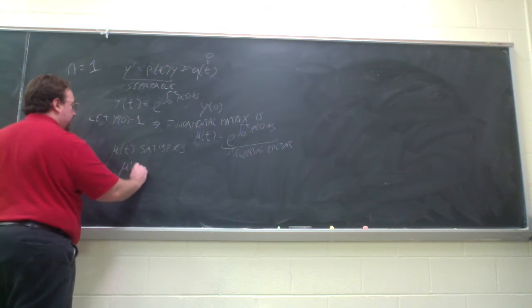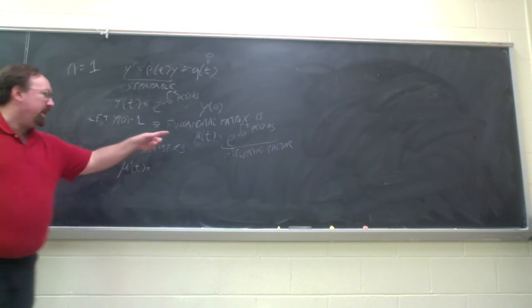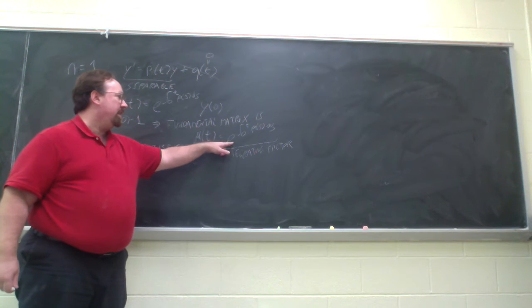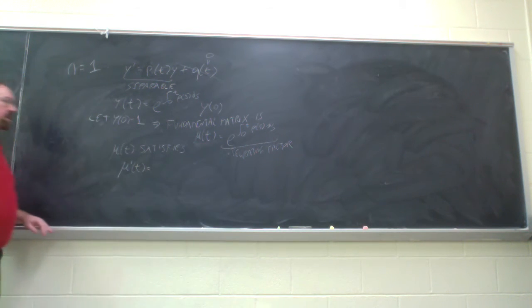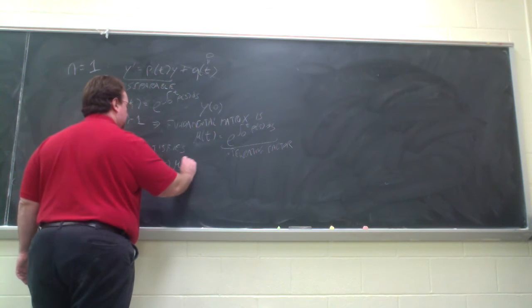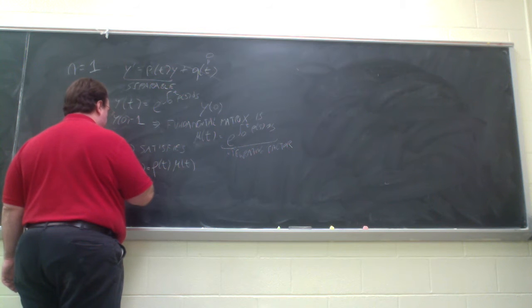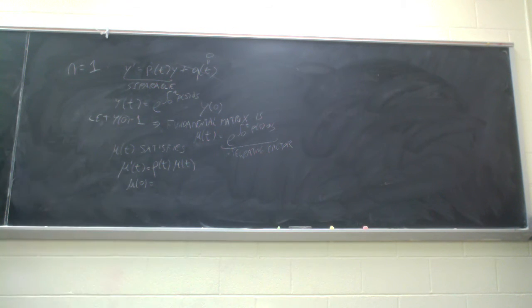So u prime, well, what is u prime? We have an exponential, so it's just going to be the exponential again, times the derivative of the exponent. What is the derivative of the exponent? Yeah, and p of t. So p of t times mu, and then the initial, what about the initial value? What is mu of 0?